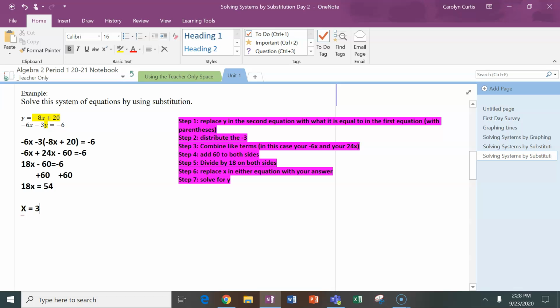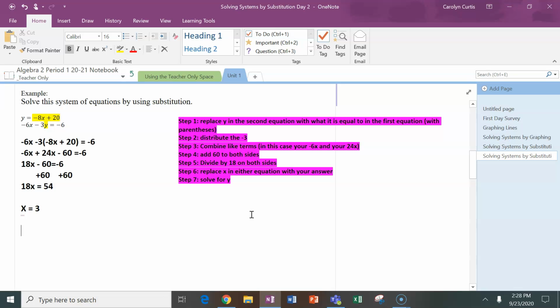Remember, you are not finished. If you come to one variable that you find, you still have to find the other variable. So step 6 says replace x in either equation with your answer. I highly suggest looking for the easier one to plug into. In this case, the easier one is the top.